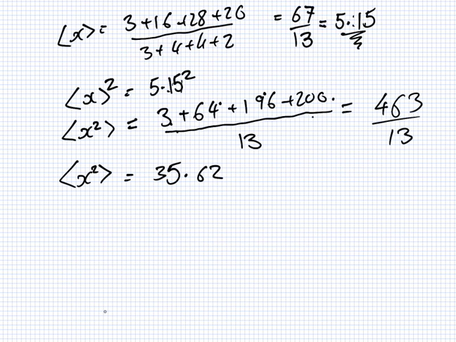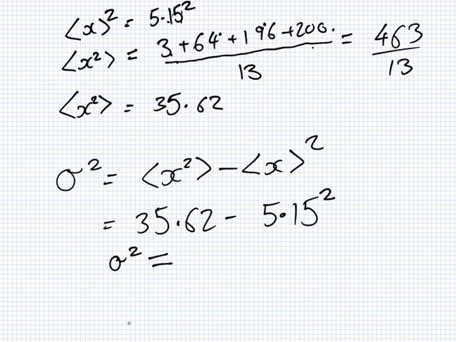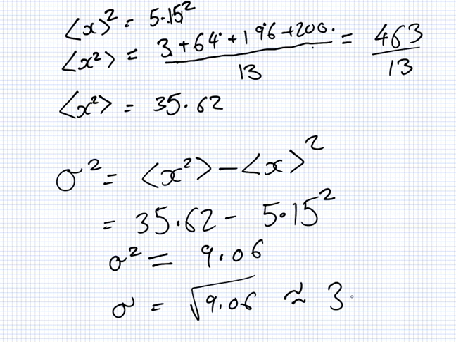Now we're ready to calculate the standard deviation. The standard deviation would be this number minus this number. So that is 35.62 minus 5.15 squared. So what's that, please? Okay. So the standard deviation is roughly 3. What do you get? 3 point what, please? 0 something? Okay, so 3 it is.